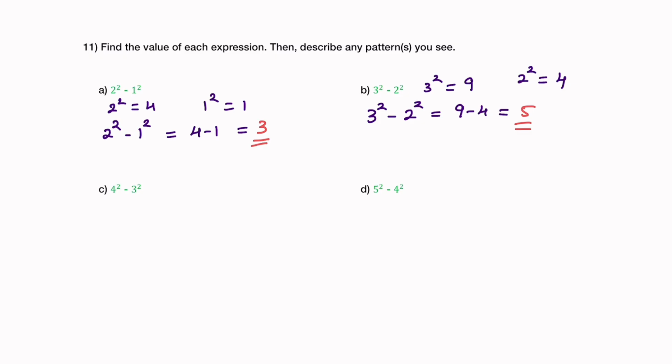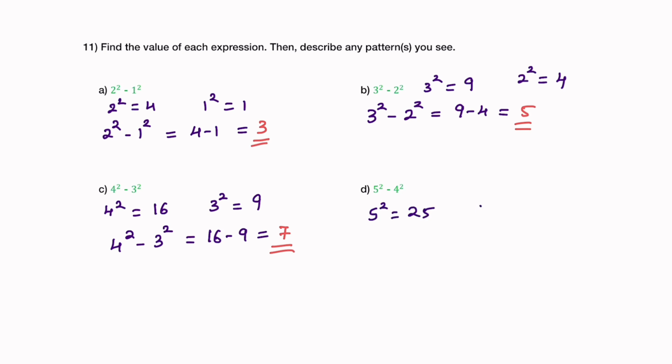Okay, then the next one. 4 square is 16. 3 square is 9. So 4 square minus 3 square is 16 minus 9, which is equal to 7. And the last one here. 5 square is 25 and 4 square is 16. So 5 square minus 4 square equals 25 minus 16, and that's equal to 9.